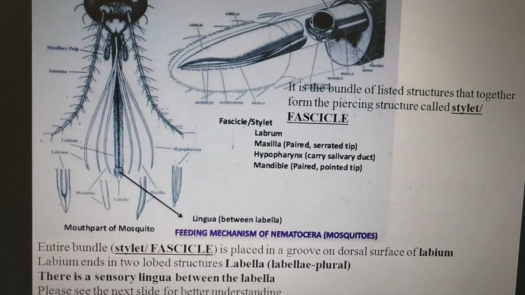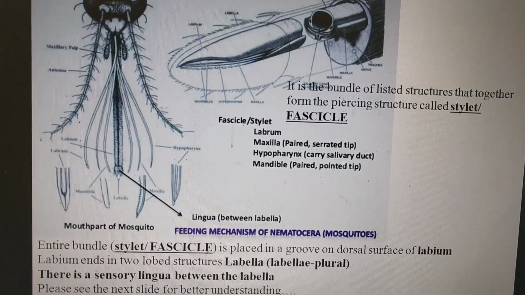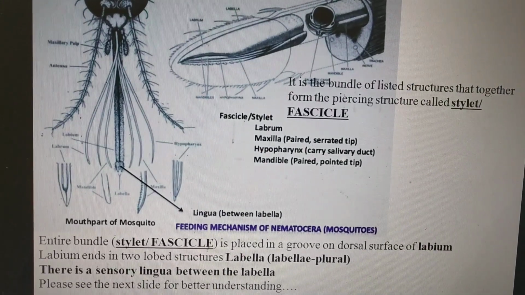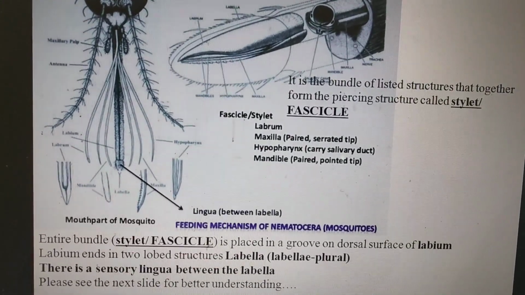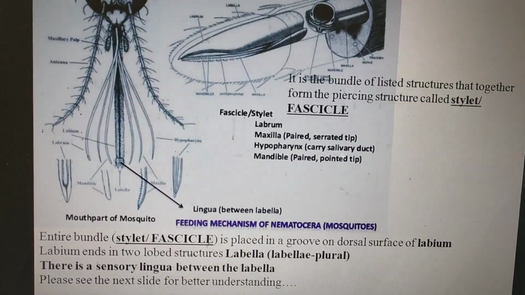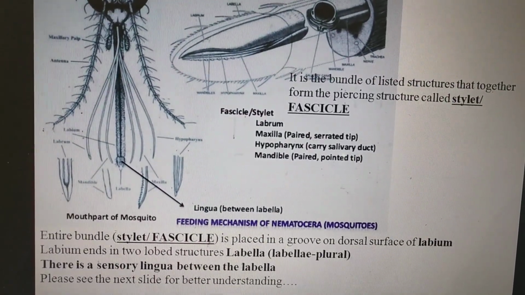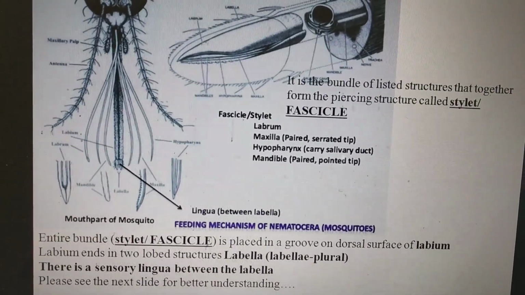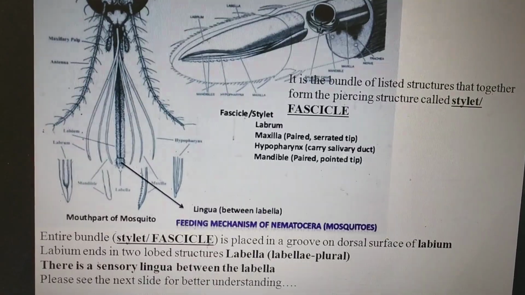So what does the fascicle consist of? It consists of the labrum. It consists of the maxilla. The maxilla is paired and it has a serrated tip. Here you can see all the structures. There are two maxillae, one labrum, and then there are mandibles and the hypopharynx that carries the salivary duct.